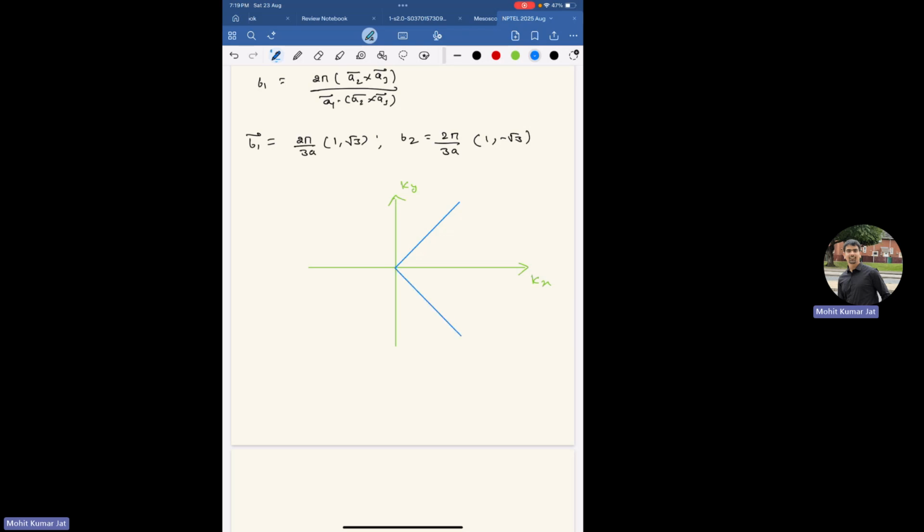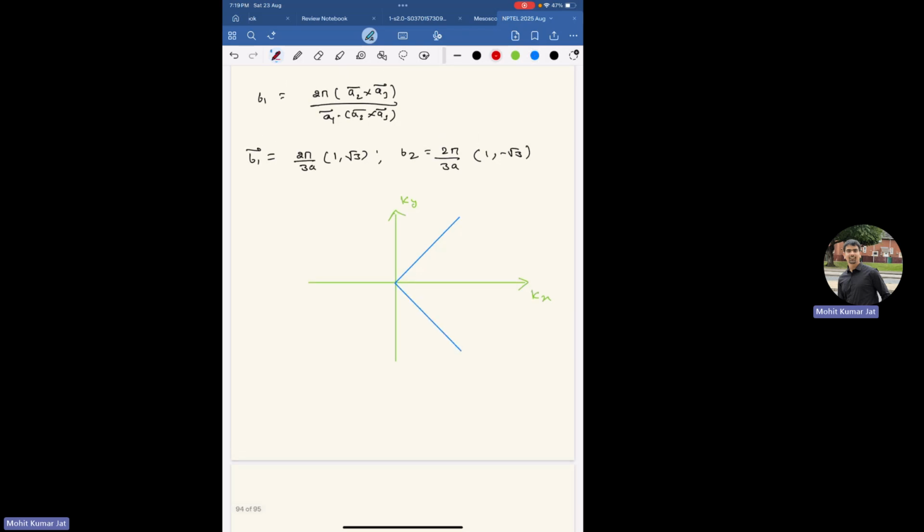And if one asks how you would make the Brillouin zone of it, you take the intersection, the perpendicular bisectors of your b vectors. You intersect this line, here also you intersect the line. Similarly you do this line also, this line also, and this line also. And this is your Brillouin zone.